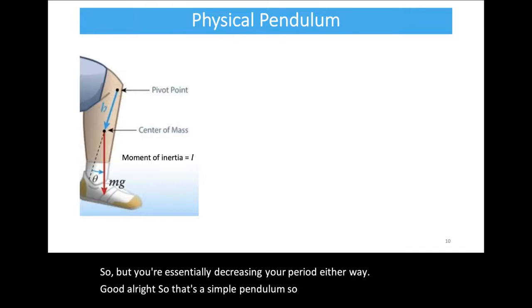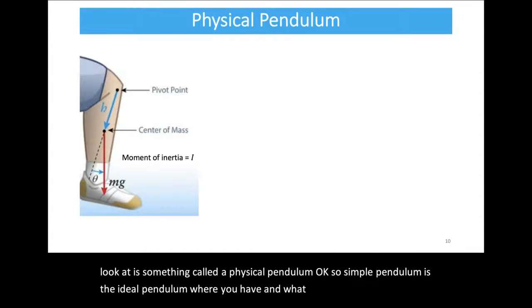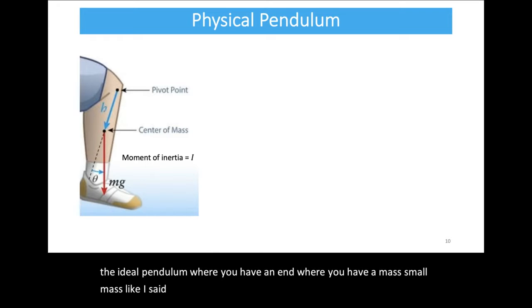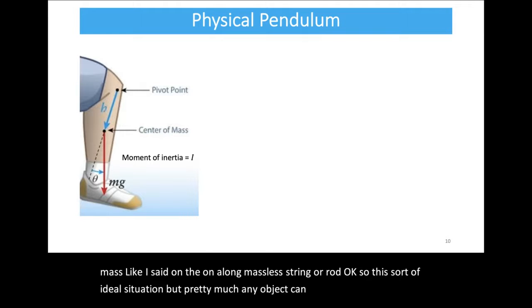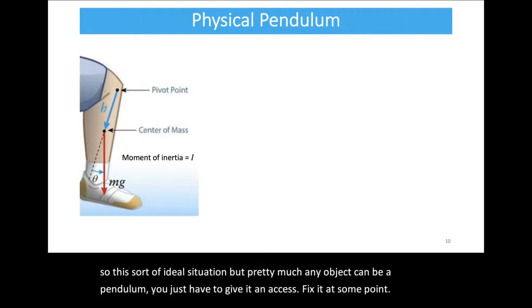So the next thing we wanted to look at is something called a physical pendulum. Okay. So a simple pendulum is sort of the ideal pendulum where you have a small mass, like I said, on a long massless string or rod. Okay, so the sort of ideal situation. But pretty much any object can be a pendulum. You just have to give it an axis, fix it at some point, and cause it to swing.